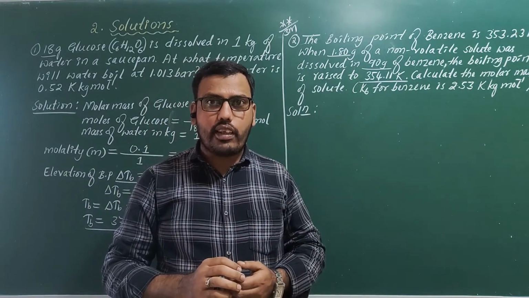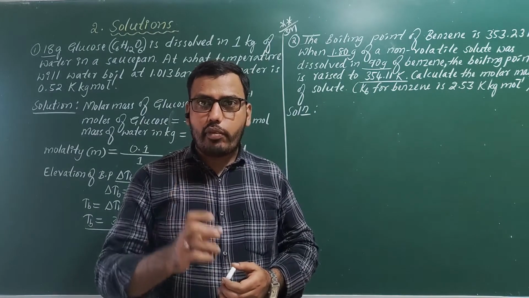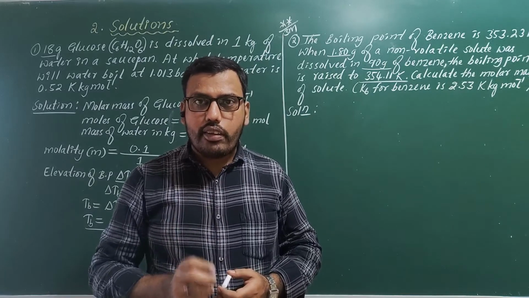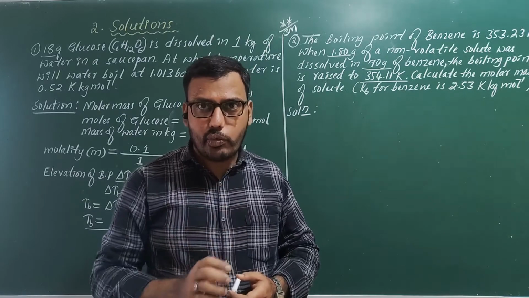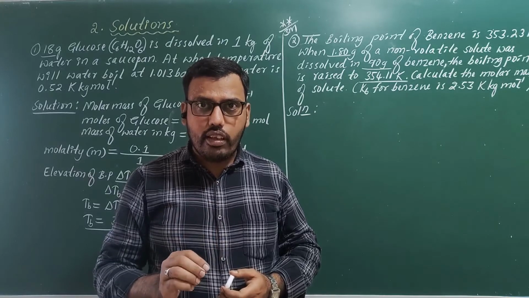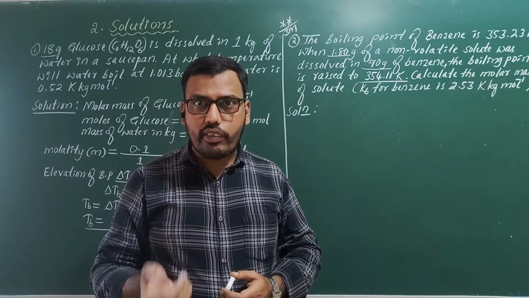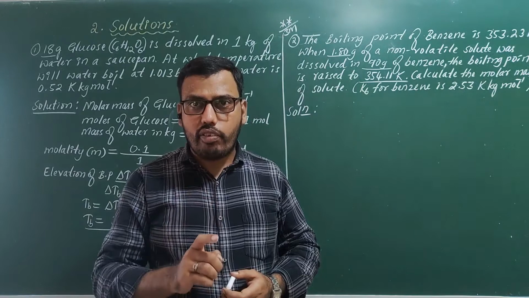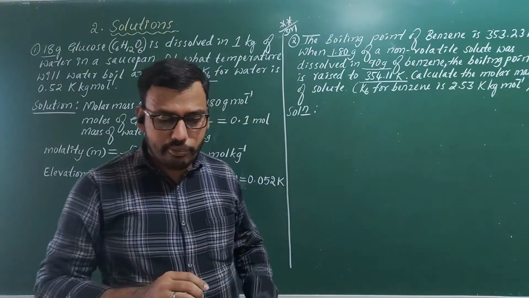Dear students, I have been telling you, here we have to write masses. For mass we will take W. W1 is for solvent, W2 is the mass of solute. Similarly, capital M1 is the molar mass of solvent, M2 the molar mass of solute. Remember, I am using subscript 1 for solvent and 2 for solute, that you have to remember.